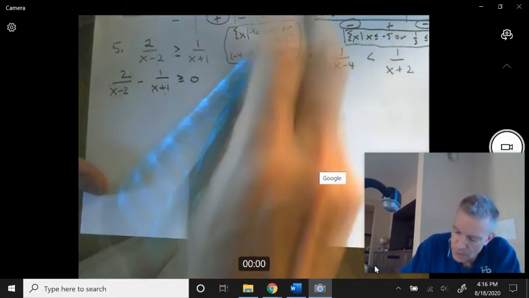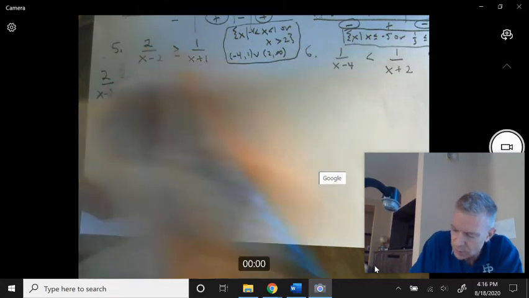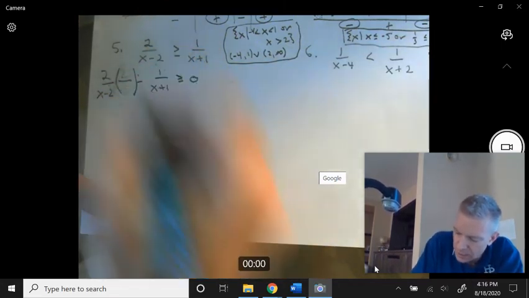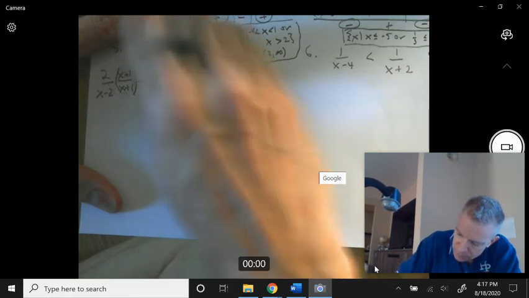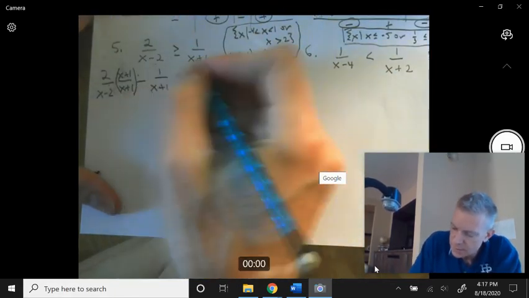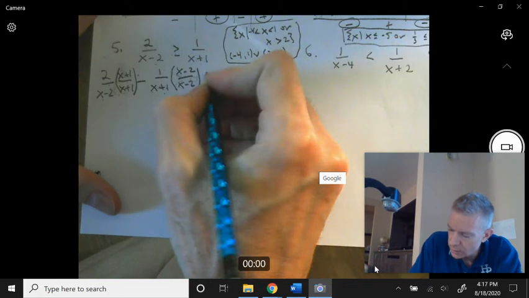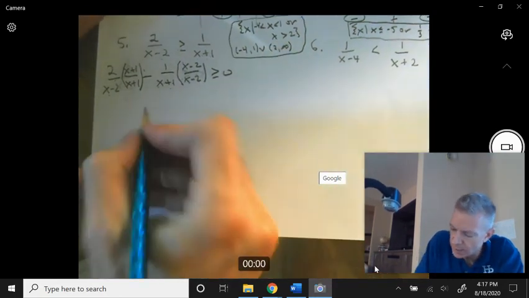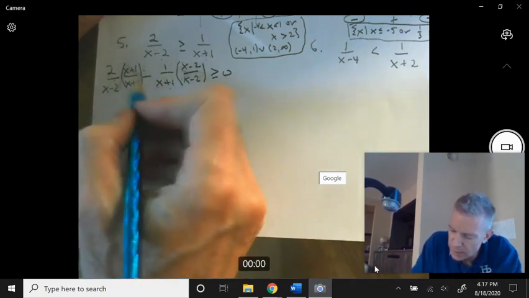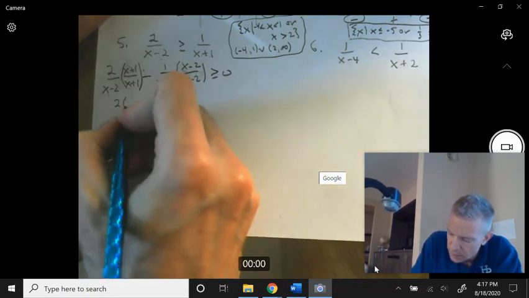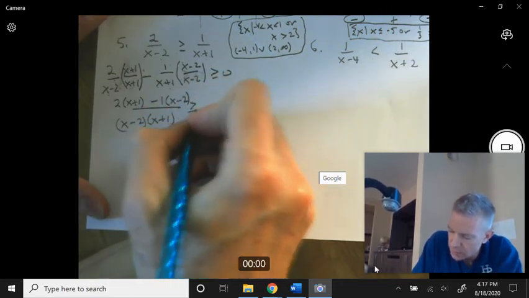So we're going to multiply this first quantity, 2 over x minus 2, by my clever form of 1, which is going to be x plus 1 over x plus 1. And minus, this thing is going to get multiplied by x minus 2 over x minus 2. It's greater than or equal to 0. And so now we have a common denominator, x minus 2, x plus 1. On the top, we get 2 times x plus 1 minus 1 times x minus 2, greater than or equal to 0.